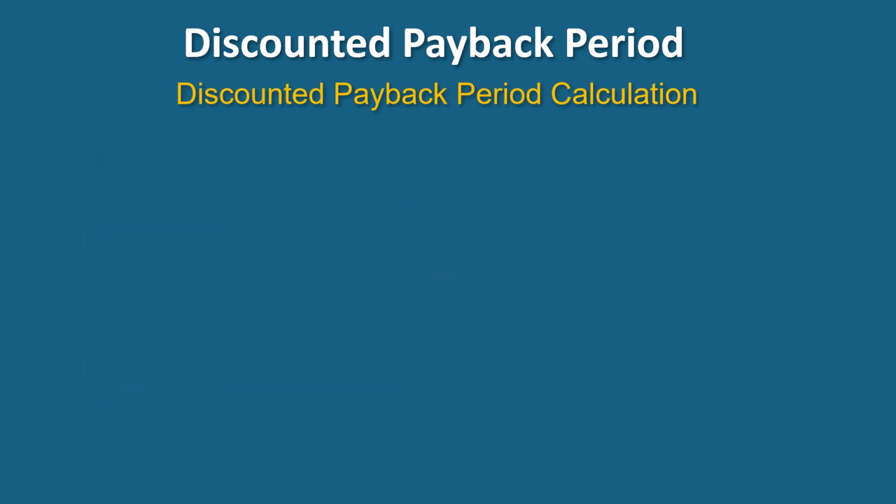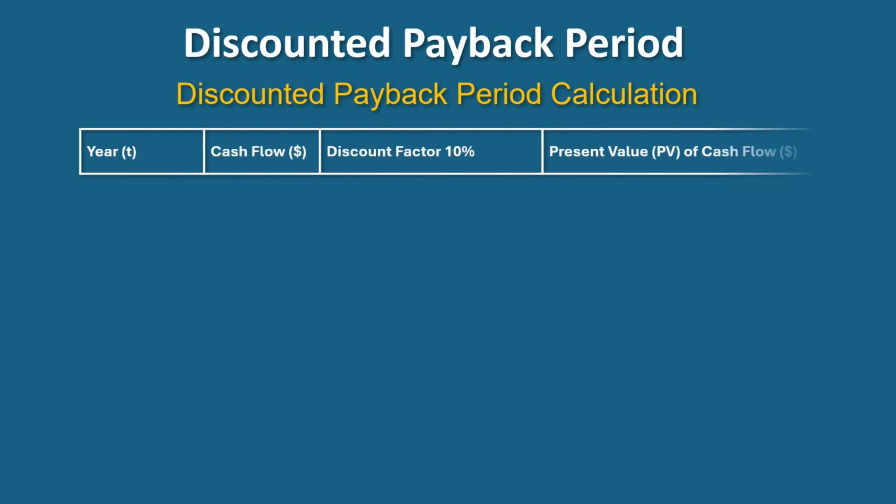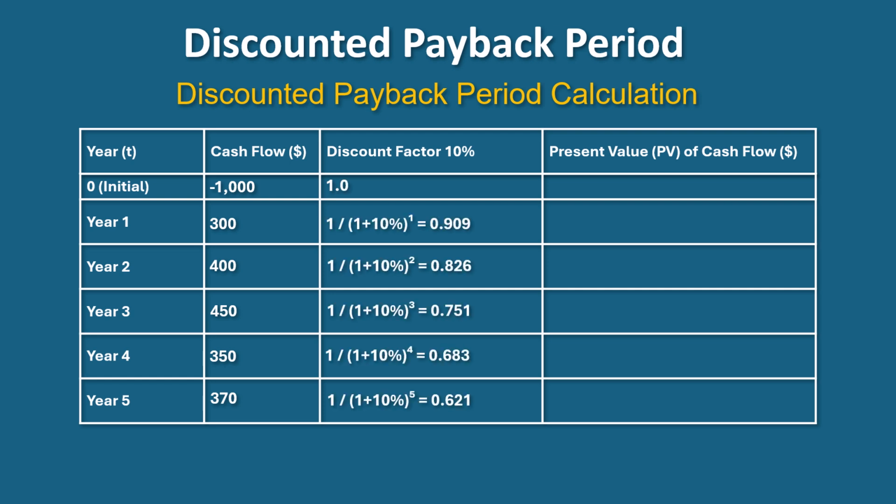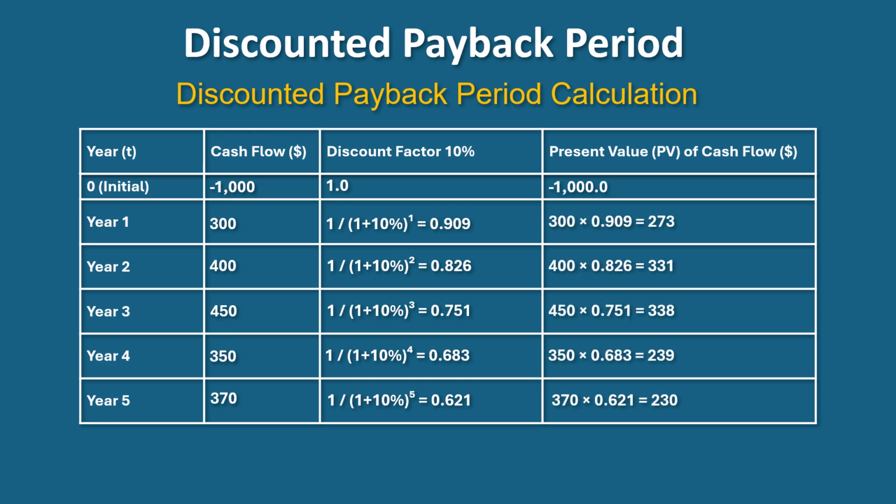First, we create a table with columns for year, cash flow, discount factor at 10%, and present value of future cash flow. Then put the data for first year, second year, and so on until the 5th year. Then write all cash flows. Then take the value of the discount factor after calculation. Then we multiply each cash flow by the discount factor to get the discounted cash flow.